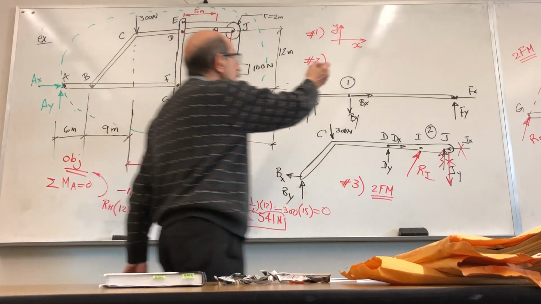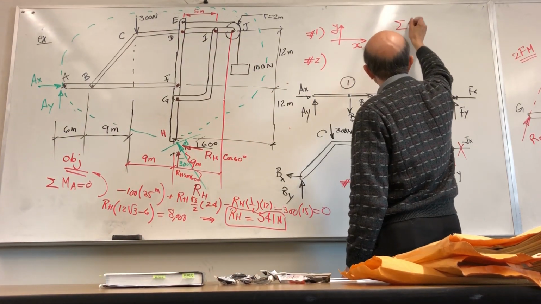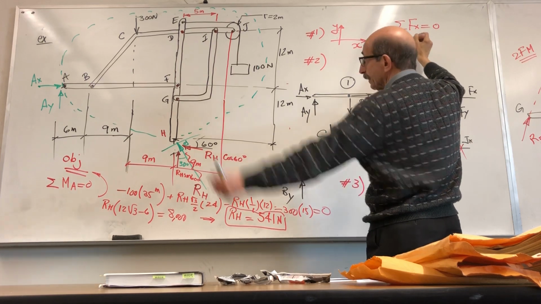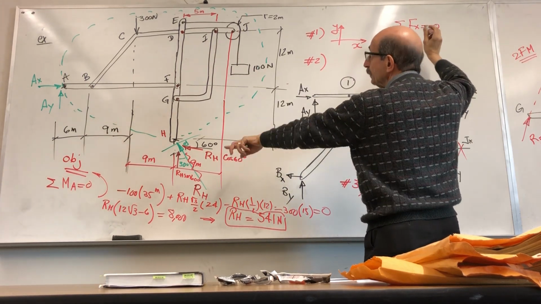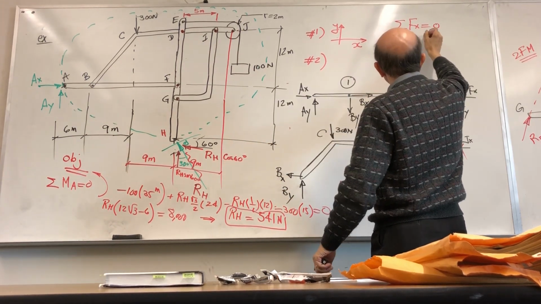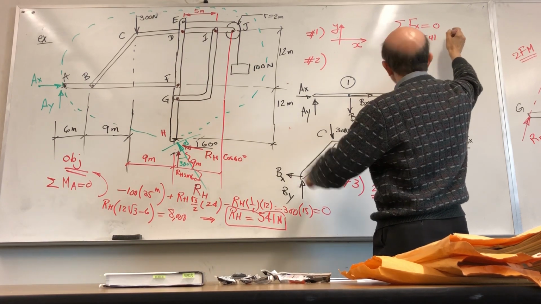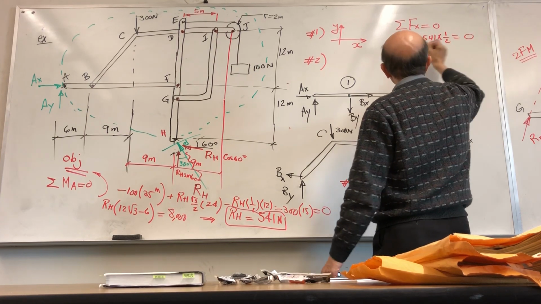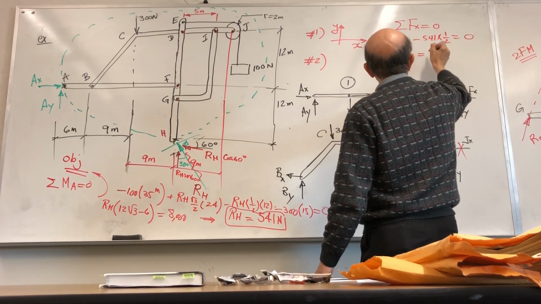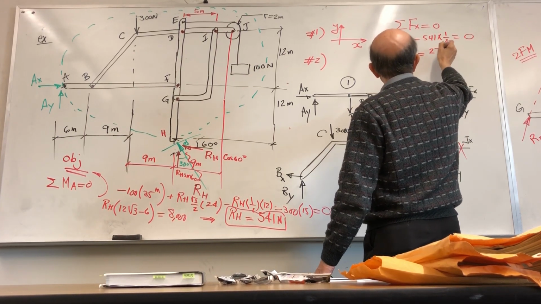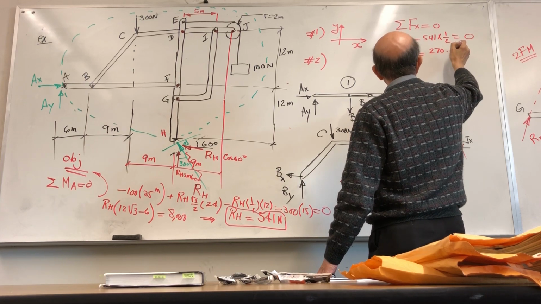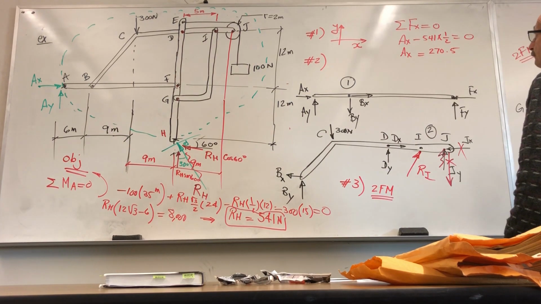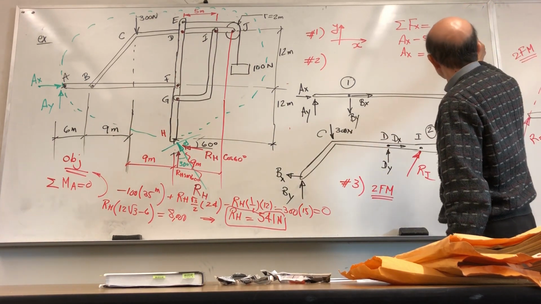So now I use summation of forces along X is equal to 0. So I have AX, right, minus RH, 541 cosine 60, which is 1/2, is equal to 0. So AX would be 270.5, right? That's Newton.